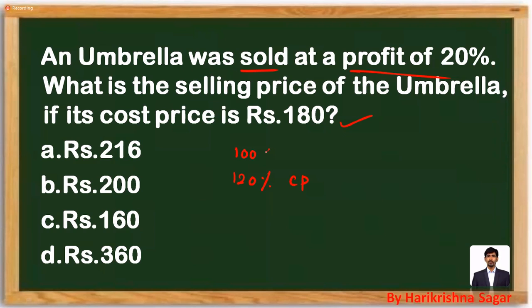The cost price is 100% of the cost price, clearly given as 180 rupees. 120% of the cost price will be equal to how much? So 120 divided by 100 into 180. This and this get cancelled. 12 into 18 gives a result of 216. You can mark your answer choice 216, which is available as option A.